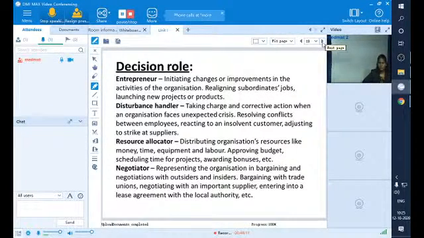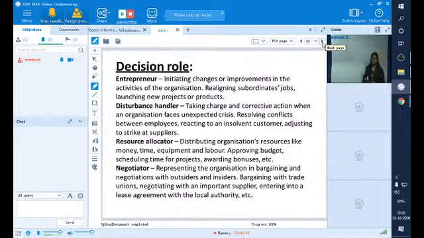Then the resource allocator, distributing the organization's resources like money, time, equipment and labor. So, approving budgets, scheduling time for projects, awarding bonuses, etc. For example, every organization has a financial plan, because they are purchasing machinery, spending expenses, and at the same time receiving revenue and profit. So they prepare the budget for what resources they are buying and what resources they are selling. Everything should be handled by the resource allocator, who approves the budget, schedules time for projects, and awards bonuses. Okay, so everything is based on the resource allocator.